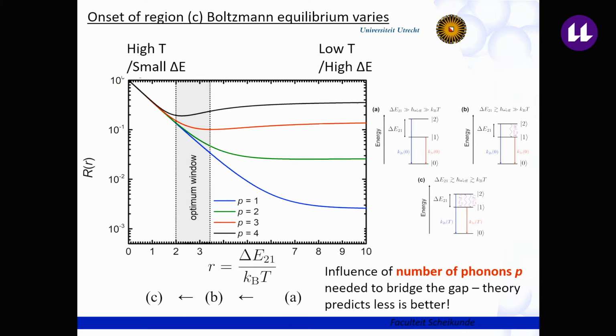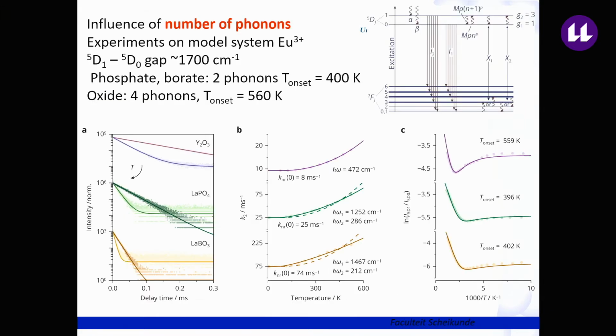The reason being, if you need 2 or 3 or 4 phonons to bridge that gap, it's a higher order process. It's a second order, third order, fourth order process. So it's much slower. So you need to go to higher temperatures, higher phonon occupation numbers to realize equilibrium. So that was the theory. Then we also did some experiments to prove it, and that's indeed the case.